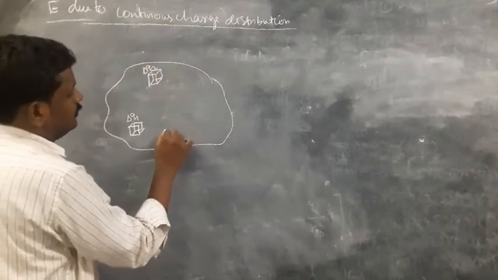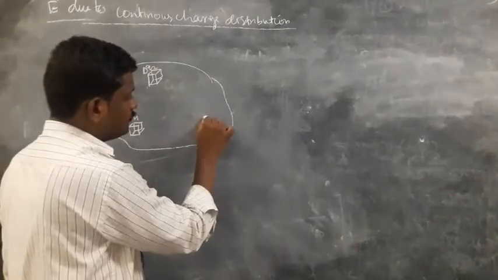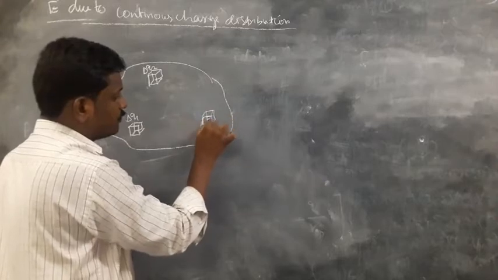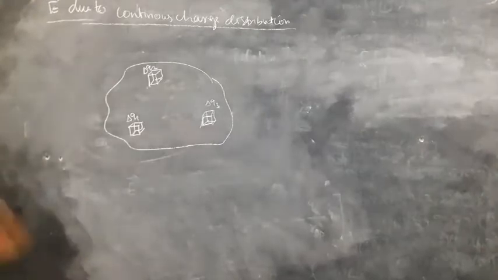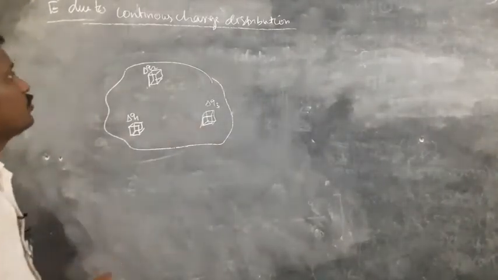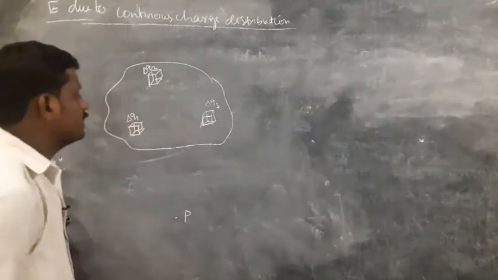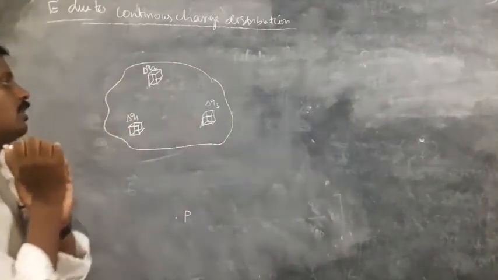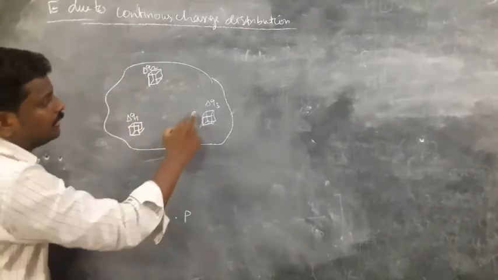Then another charge element, delta Q3. So we are going to find the electric field due to these small charges at the point P. So what is the electric field? Consider this is a charged object, with small elements delta Q1, delta Q2 and delta Q3.